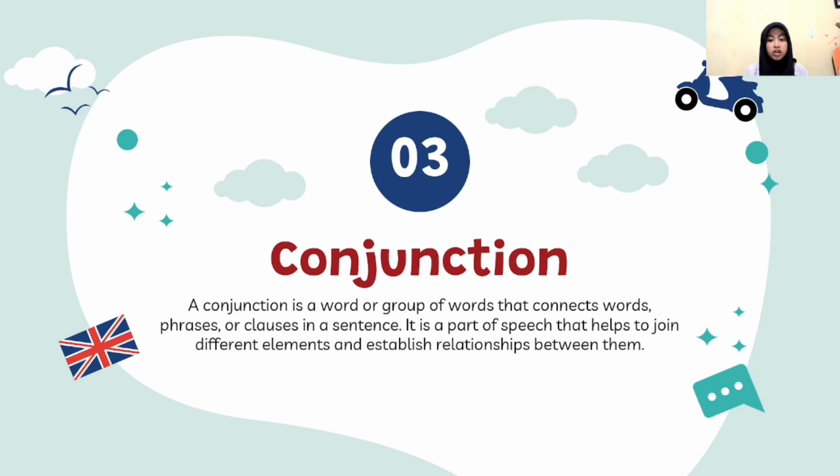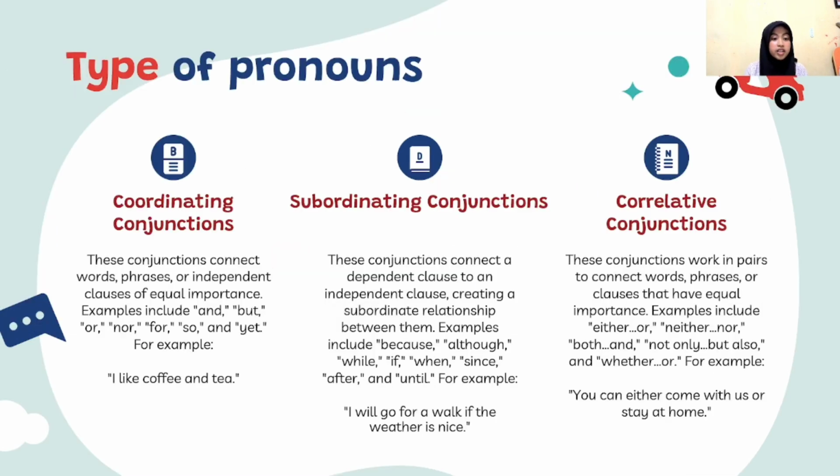The next is conjunction. A conjunction is a word or group of words that connects words, phrases, or clauses in a sentence. It is a part of speech that helps to join different elements and establish relationships between them. Types of conjunctions. First is coordinating conjunctions. These conjunctions connect words, phrases, or independent clauses of equal importance. Examples include and, but, or, nor, for, so, and yet. For example, I like coffee and tea.